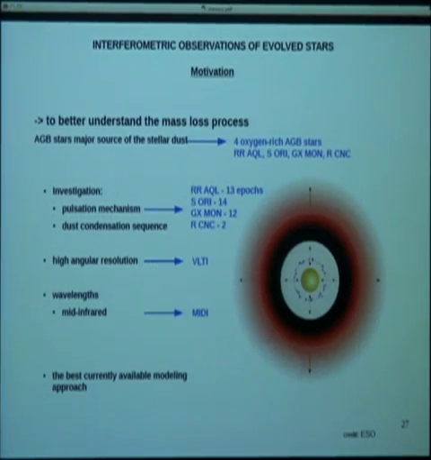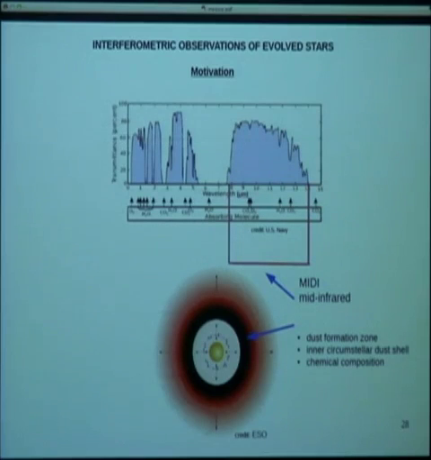At the VLTI, there are 2 interferometric instruments. The first is the MIDI instrument, and MIDI operates in the N-band between 7 and 14 microns. And in the mid-infrared, we are sensitive to the dust formation zone and the inner circumstellar dust shell and the chemical composition of the star.